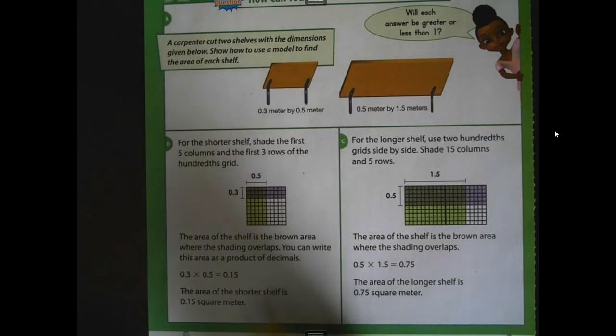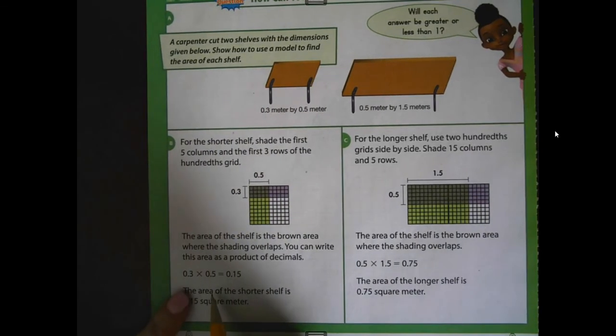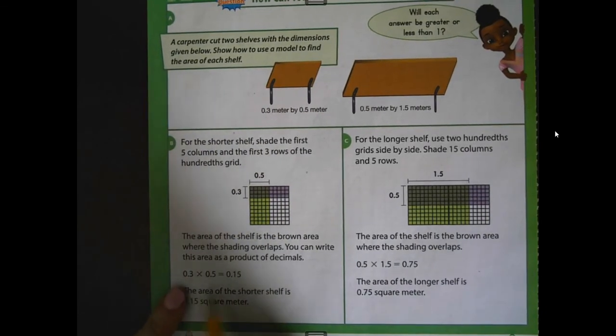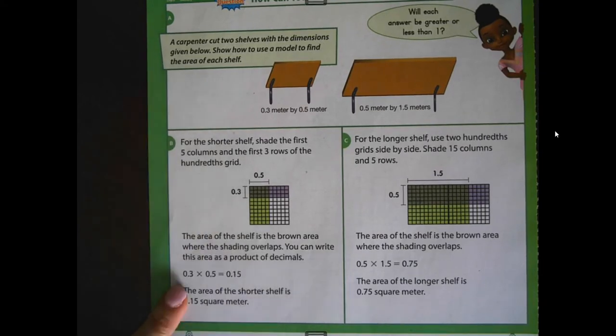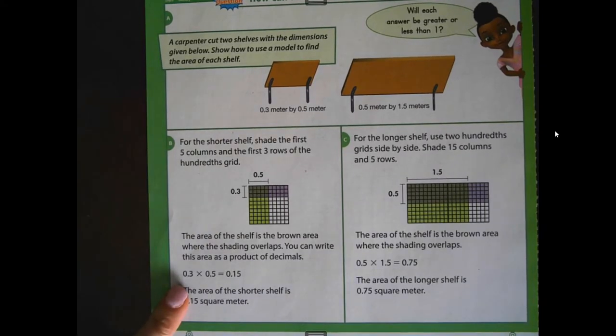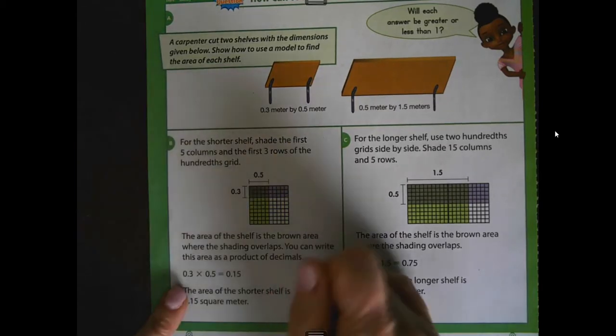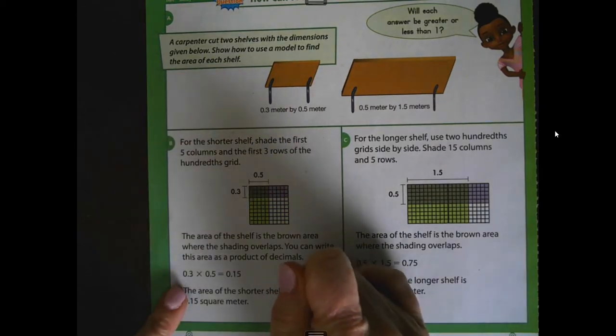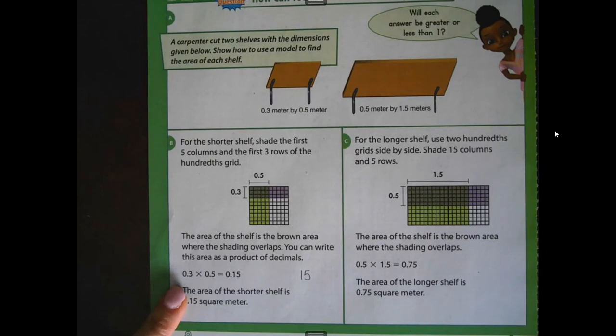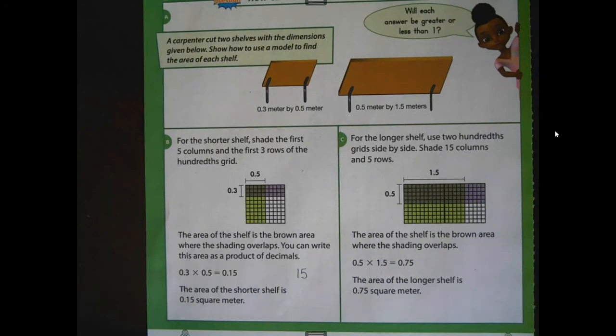I want you to take a look at this. And let's go back to what we learned the last couple lessons. If we were to ignore the decimals and just multiply these as whole numbers, we get 15. 3 times 5 is 15, correct? But now we need to contend with the fact that they are decimals.